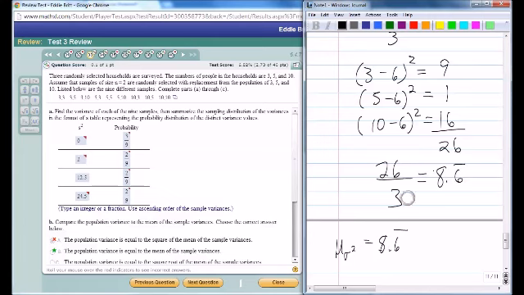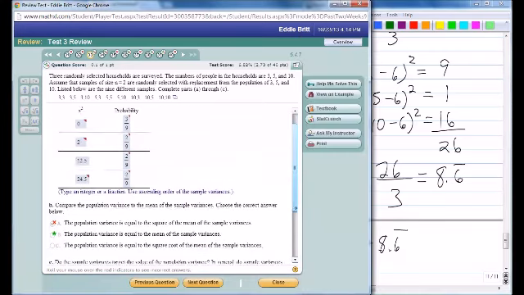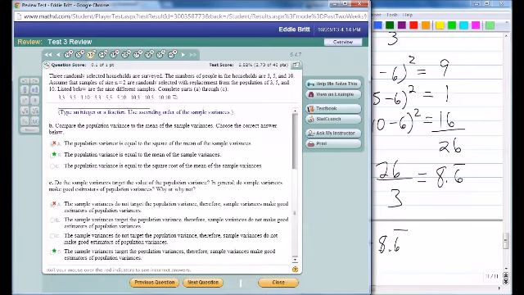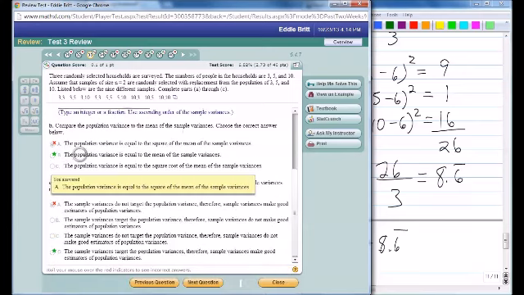Since it's the same, that means that the population variance is equal to the mean of the sample variances. That means that it actually targets. Down here, if you'll look, let me go over these questions. Compare the population variance to the mean. Choose the correct answer below. The population variance is equal to the mean of the sample variances. That's what I told you.